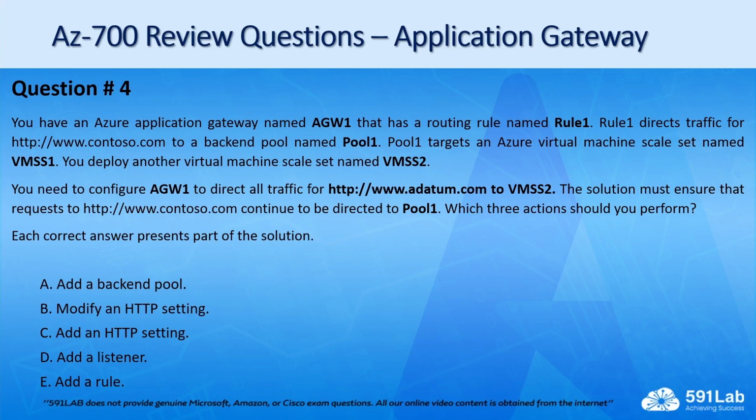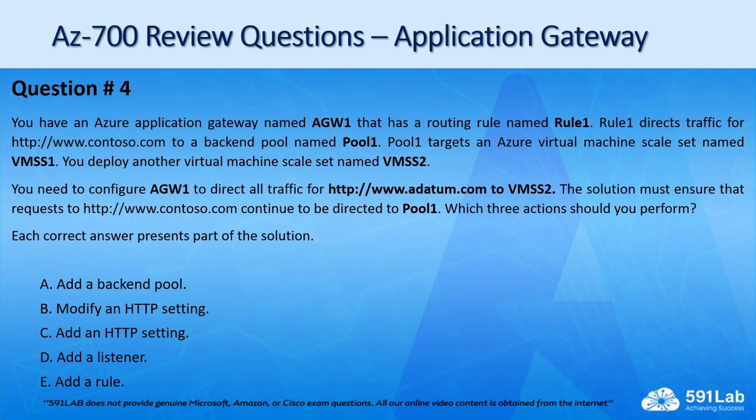So we need a rule, because rule is the place where basically we are going to define which one is my backend target and which one is my listener and which one is my HTTP settings. So basically the second thing we are going to need is a rule. We are also going to have a rule. Absolutely. After that, we need a listener.